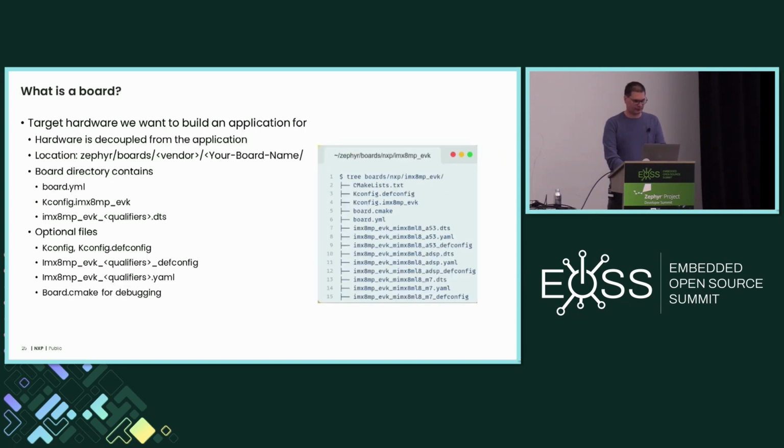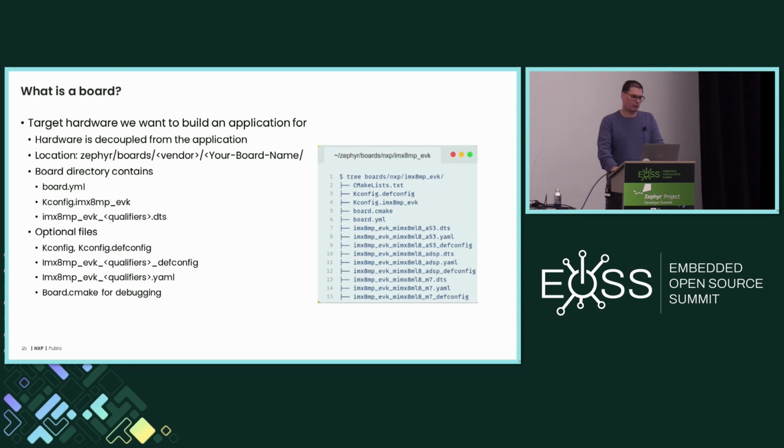Now, what is a board? We've already discussed a little bit about it. A board is the target hardware we want to build an application for. And the important thing here and the nicer thing is that this hardware model actually decouples the hardware from the application that's running on it. And the abstraction is done by the board. The hardware is implemented up until the board, and then applications are built on top of the board and can enhance and add overlays on top of the board.